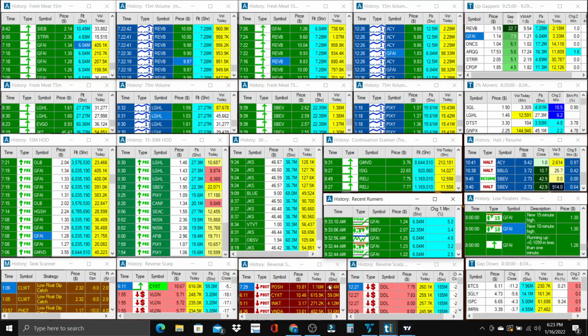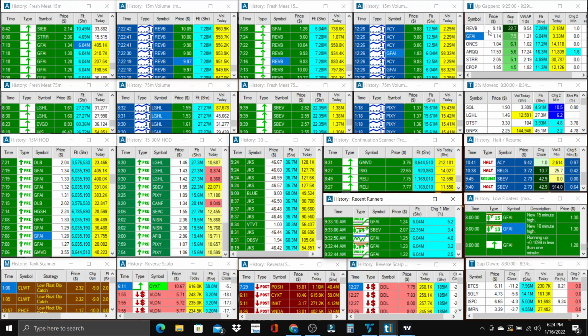Down here we have our tank scan, reverse scalps. So anything that's trending down real hard, these are going to pinpoint sometimes a possible reverse scalp on it. I don't play these ones as often. I really stick to the momentum. I like to play high of day momentum, and I like to play stocks pretty fast.